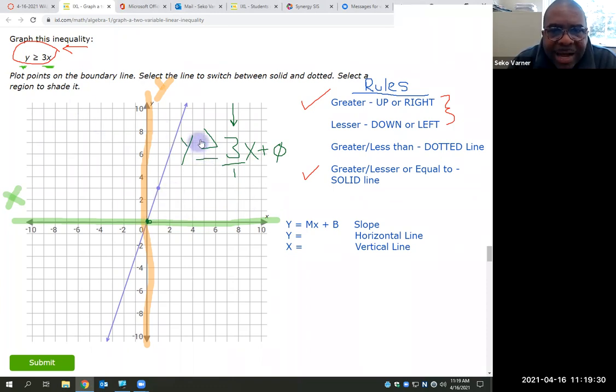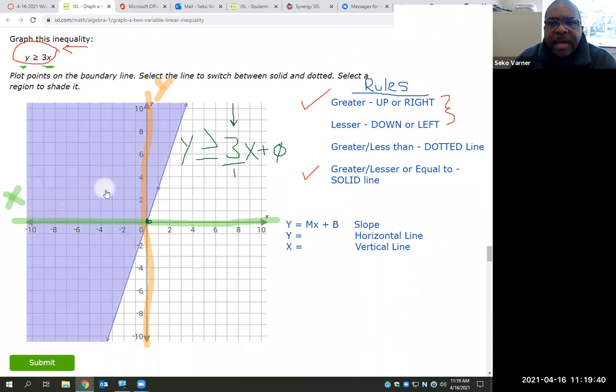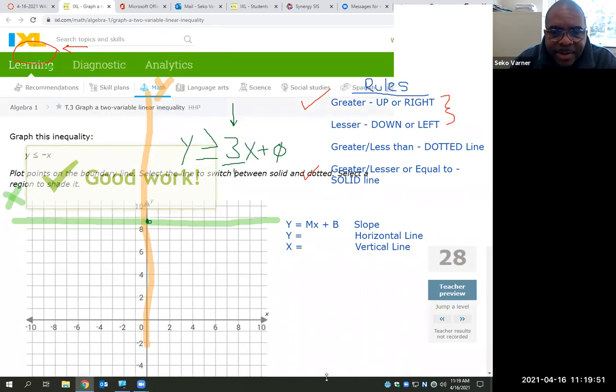And it says that y is greater. So if it's greater, I need to shade up. So this is up, this is down, this is up. This is what I want to do, right? I want to shade up, and I want a solid line. So I have a solid line and I shade it up. I can submit. Let's see if I'm right. Good work. That was perfectly correct.